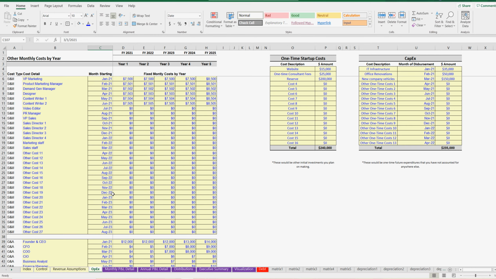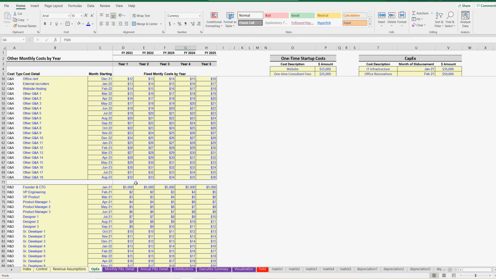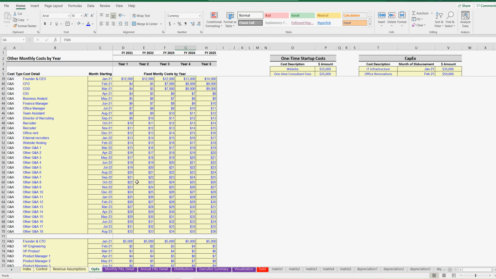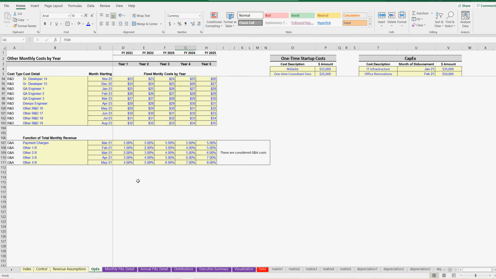Next up, you've got OpEx, which just is to define your expected costs, fixed monthly costs over the 5 years. You can pick the start date of the cost, define what the cost is and the amount. And this should be able to account for scaling and any other expenses that you think are relevant to the business. There's plenty of slots here.